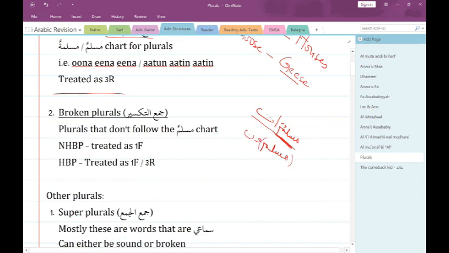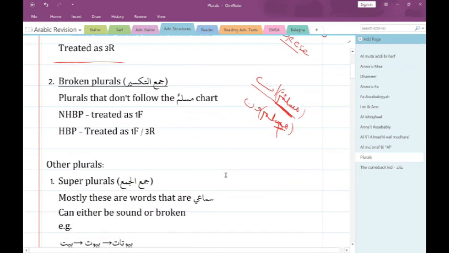So you see the Muslim is still intact in the word. So that's why it's called sound. Broken plural is the opposite of that, which basically means that we are actually breaking the word and inserting things inside of it. So it's not sound, it's actually broken in that sense. So that's what we mean by broken or sound.